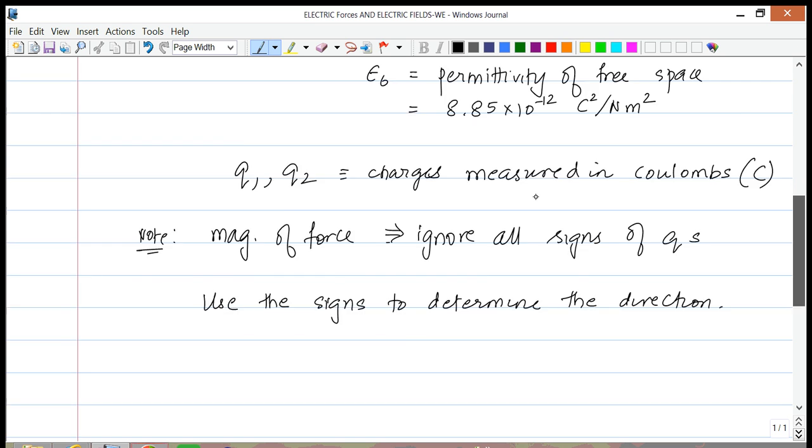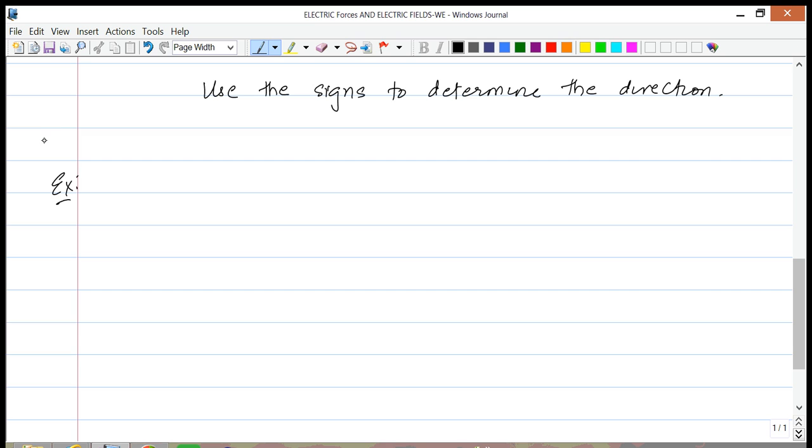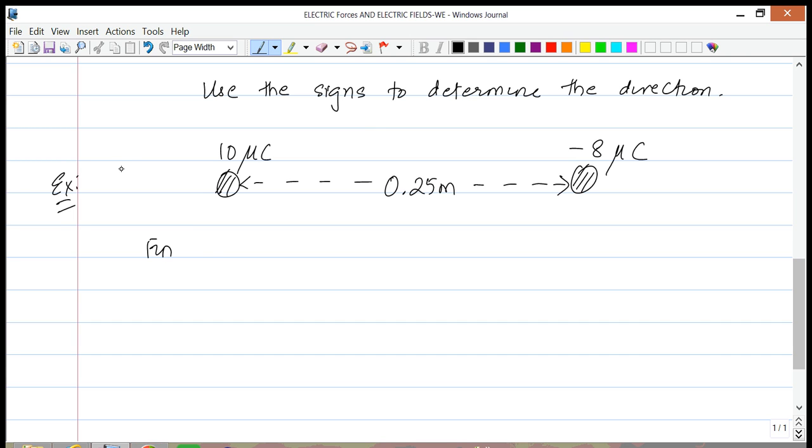Now let us look at this simple problem here. In this problem, you have two charges, say a charge of 10 microcoulomb and another charge of minus 8 microcoulomb, and let us say that they are separated by a distance of 0.25 meters, and we want to find the force on the negative 8 microcoulomb charge. When we say force, we always mean magnitude and direction, so make sure you keep that in mind.